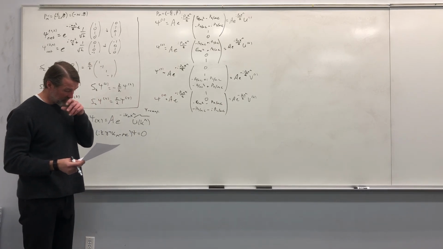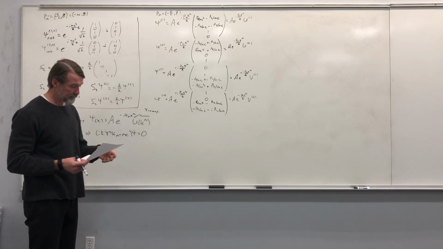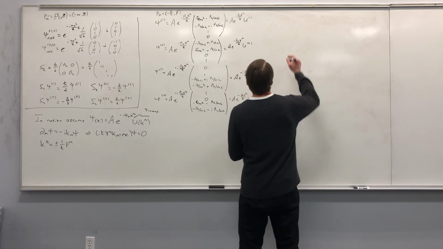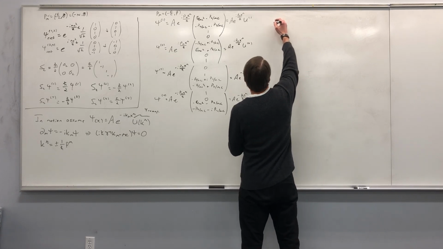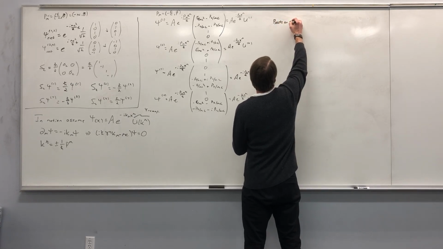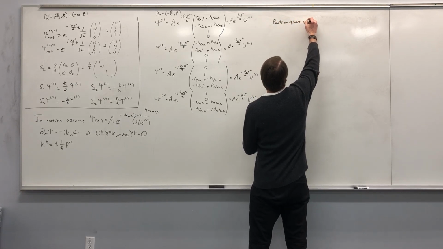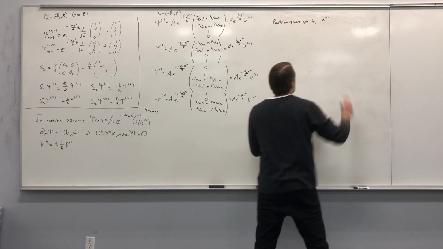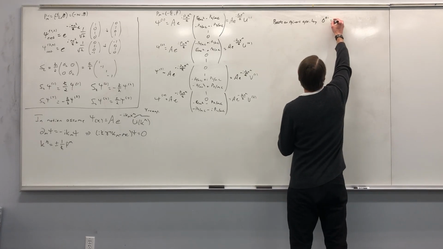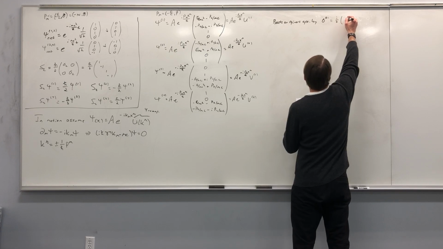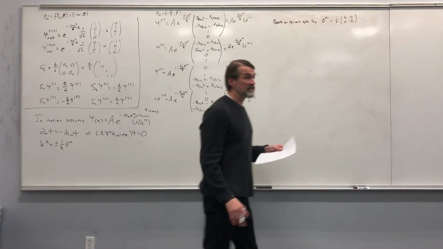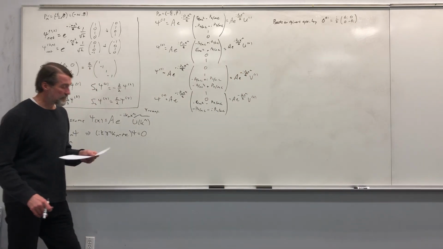All right. So first of all, recall that boosts on spinners are generated by these sigma 0i matrices, which are i over 2 times sigma i 0, 0 minus sigma i, where sigma are the Pauli matrices. Again, this is a 4x4 matrix, all right?